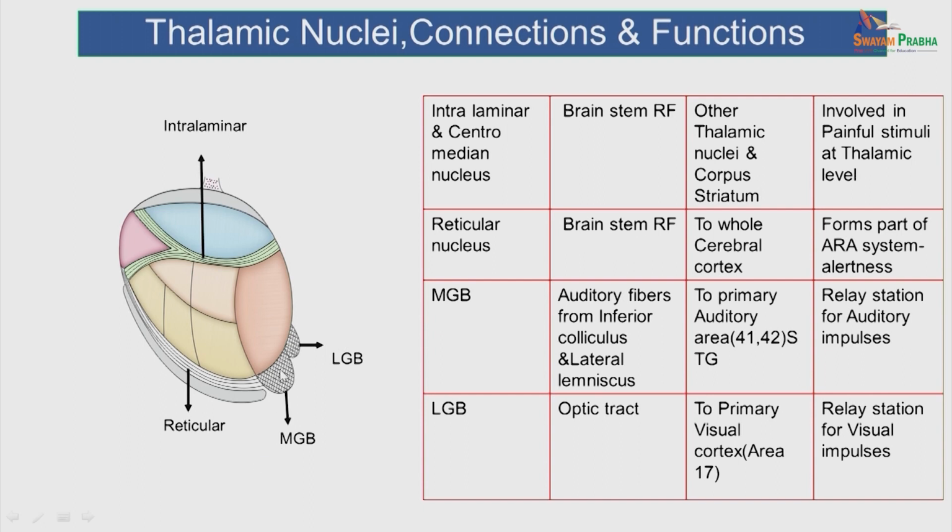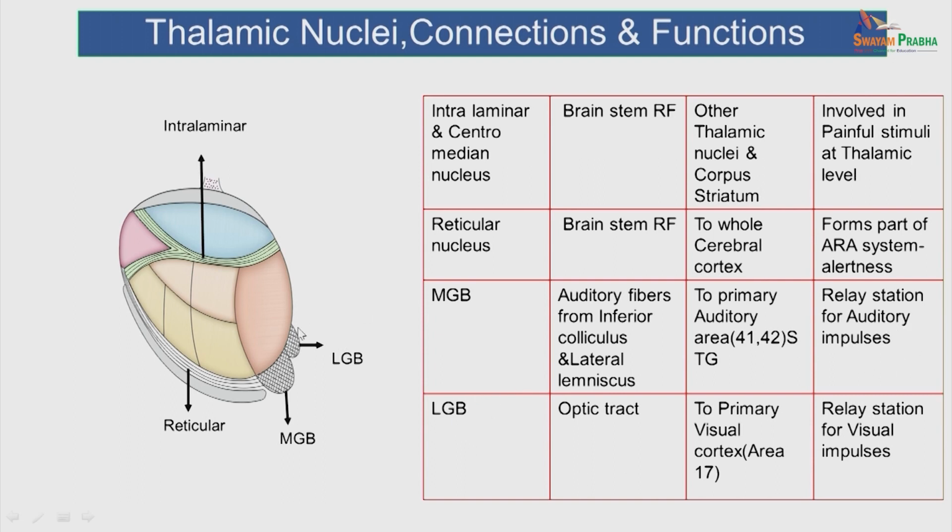The next one is the medial geniculate body. It is a third order neuron of the ascending pathway of the auditory impulses. It receives afferents from the inferior colliculus and also the lateral lemniscus nucleus. Then it is relayed, with efferents to the auditory area in the superior temporal gyrus, the areas number 41 and 42. The main function is that it is a relay station for all the auditory impulses.